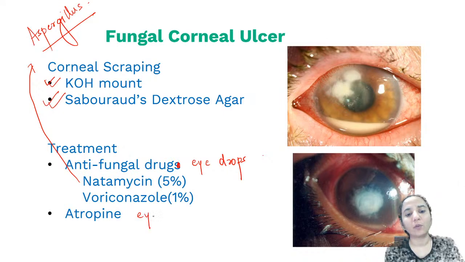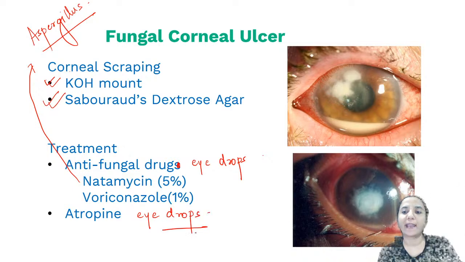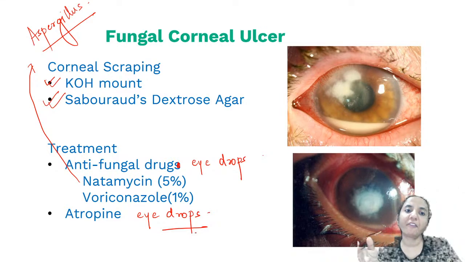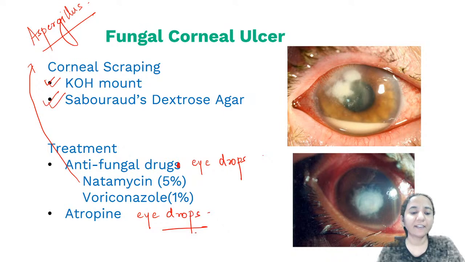And what is the adjuvant? The adjuvant, as always, is atropine eye drops because they act as a cycloplegic and they help to relieve the pain. Okay, and if I ask you which drug is never to be given in bacterial or fungal corneal ulcers, will any one of you be able to tell me? The drug that we should never give is obviously steroids. So steroid eye drops are completely contraindicated in these two conditions.